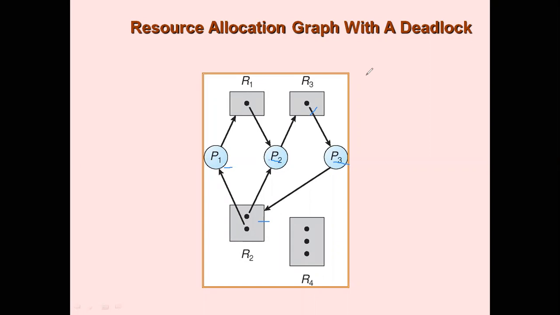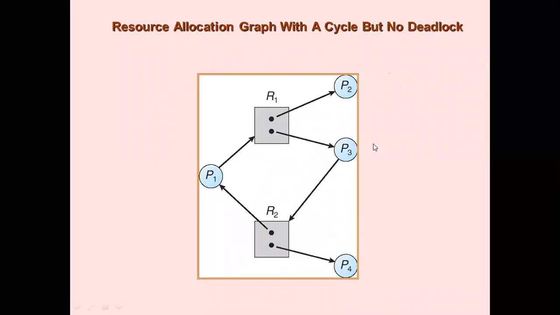I'll take you to another example where you will see that in spite of having a cycle, you don't call it a deadlock. Okay, now look at this, guys. There is a cycle. P1 is requesting R1. R1 is held by P3. P3 is requesting R2, and R2 is held by P1. Though there is a cycle here, this is not a deadlock situation.